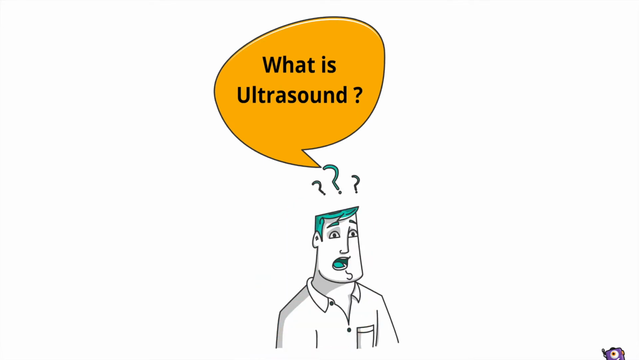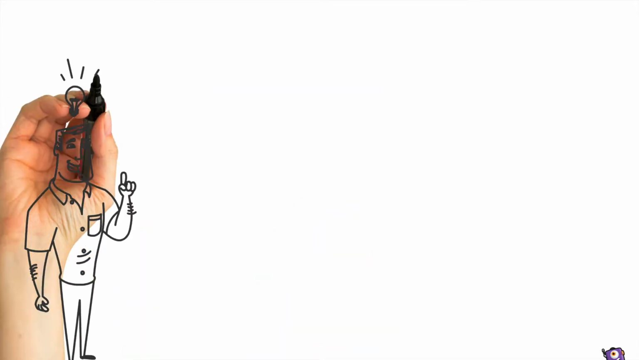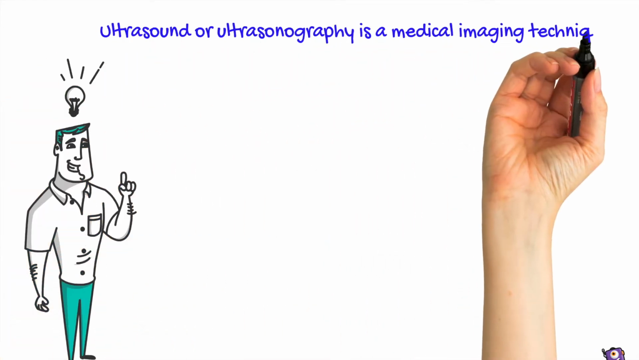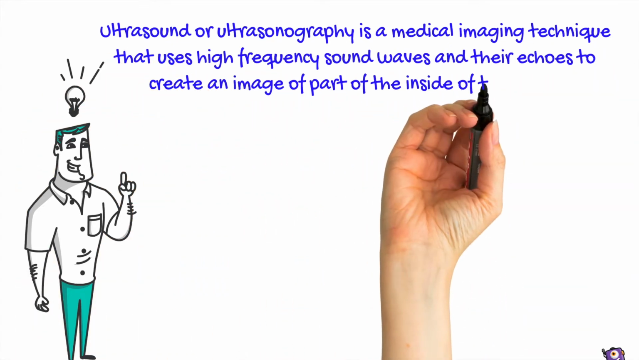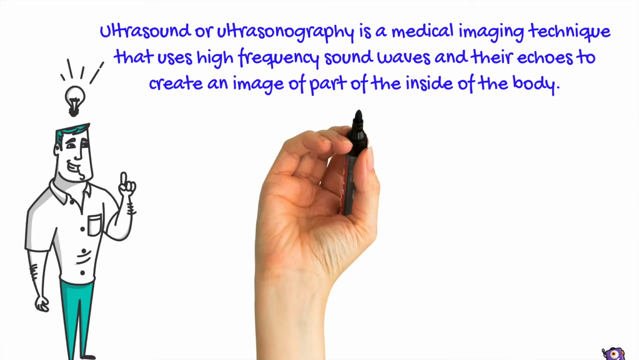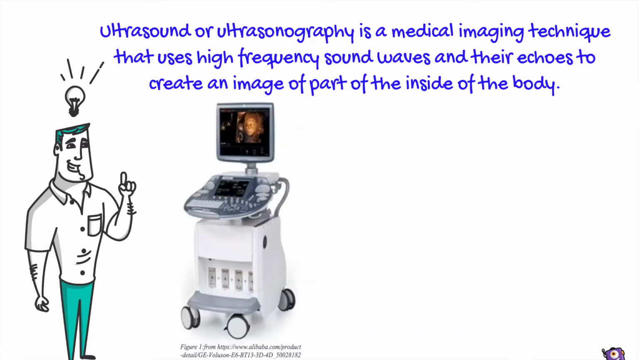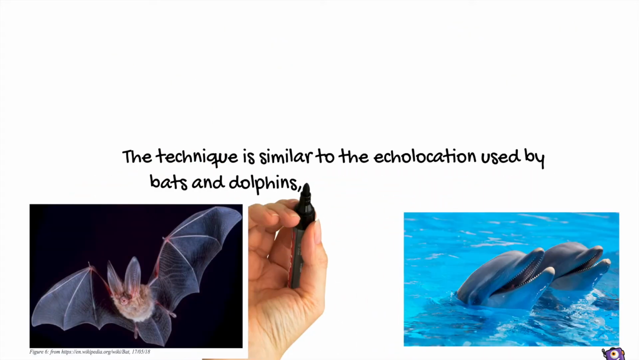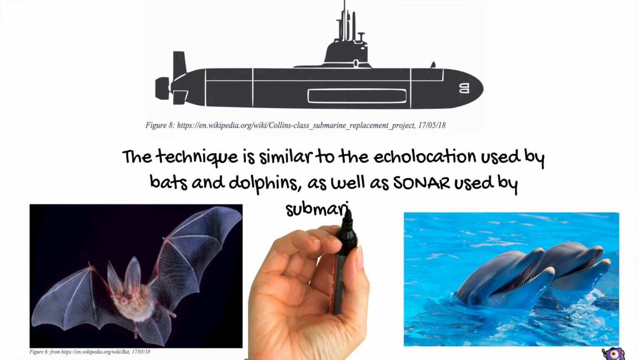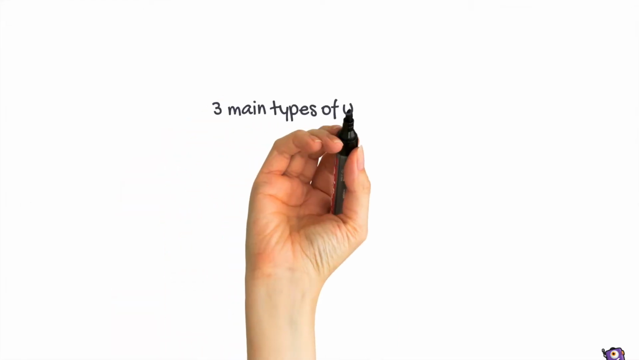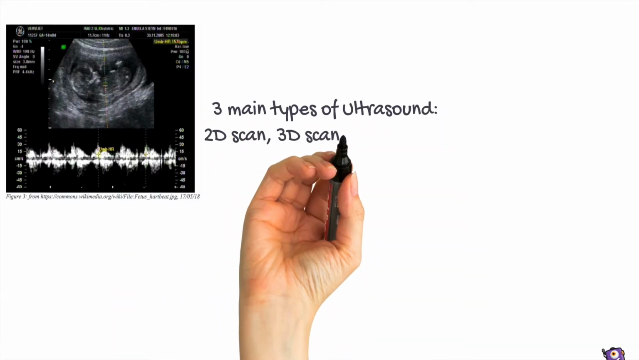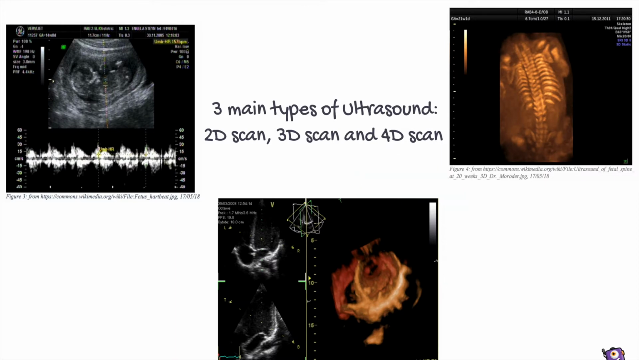What is an ultrasound? An ultrasound or sonogram is a procedure that uses sound waves to create an image of part of the inside of the body. The technique is similar to the echolocation used by animals such as bats and dolphins, as well as sonar used by submarines. There are three main types of ultrasound: 2D scan, 3D scan, and 4D scan.